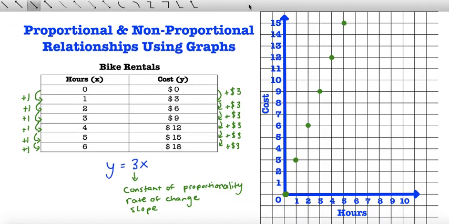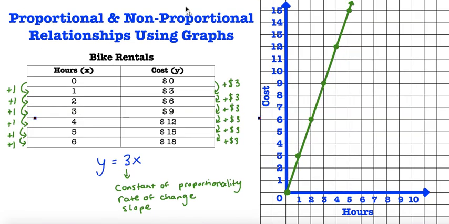So because we know our line continues, when we do draw our line, we're going to make sure that it has an arrow at the end to represent that it can keep increasing the more hours we rent the bike. So as you see here, we didn't have room to plot 6, 18, but our arrow up top tells us that this line keeps on going.